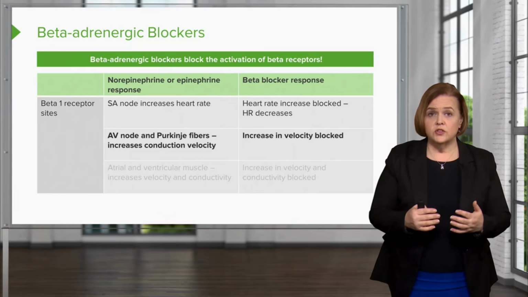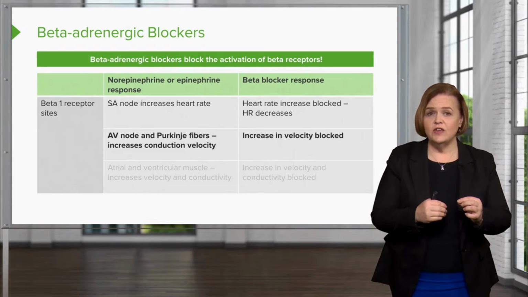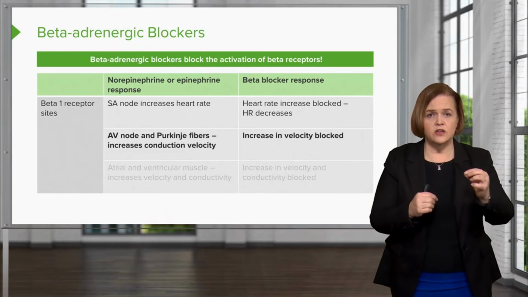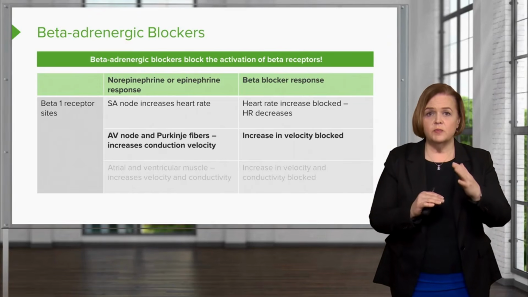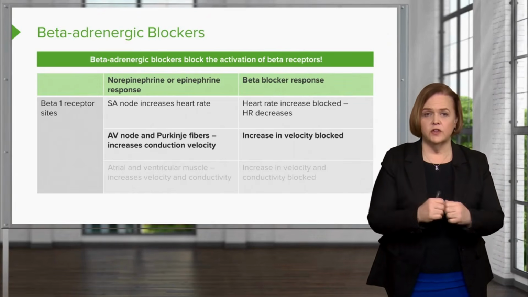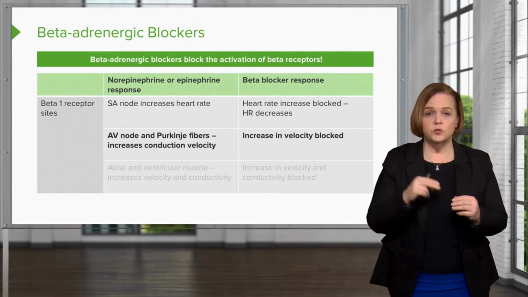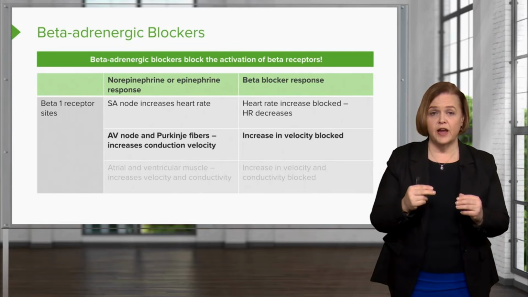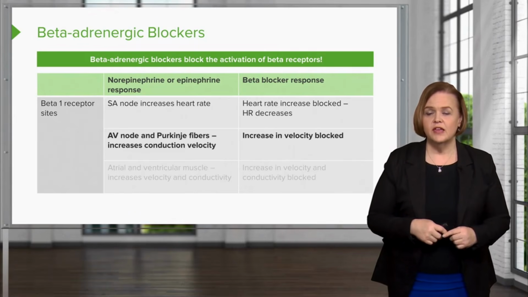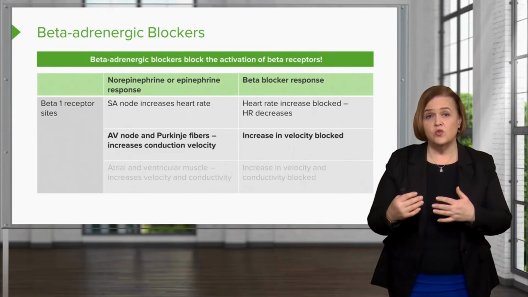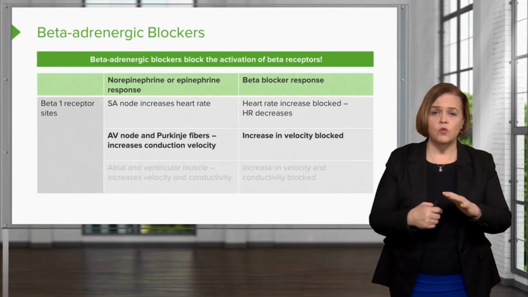Well, under normal conditions, when norepinephrine and epinephrine bind to that beta 1 receptor, the AV node, remember that's the pacemaker, SA node, AV node, Purkinje fibers, bundle of His, you've got all that going on. AV node and Purkinje fibers, it will increase their conduction velocity. So those fibers will boom, boom, boom, those impulses will just be tearing through the heart at a much faster rate, unless they have a beta blocker on board. Then that increase in velocity that normally happens when norepinephrine and epinephrine bind to the receptor won't happen.